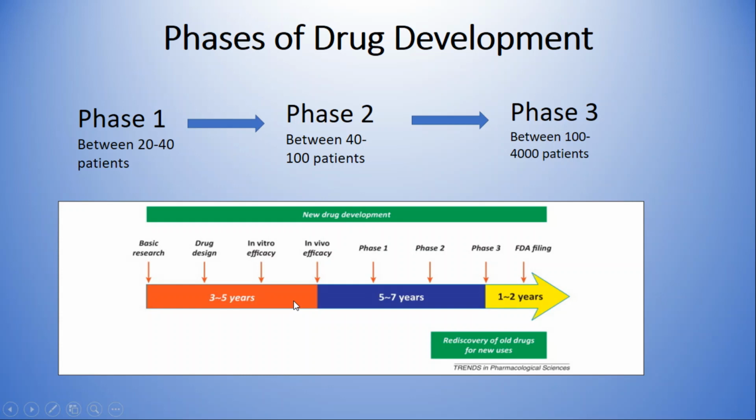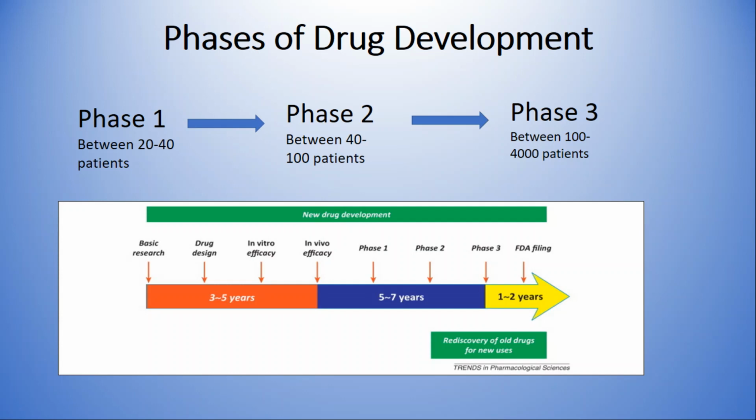I'm giving general numbers. Usually phase 1 is 20 to 40 patients, phase 2 is 40 to 100, and phase 3, depending on the indication or how many patients are out there, could be between 100 and 4,000 patients. For example, blood pressure drugs and allergy drugs have a huge number of patients.